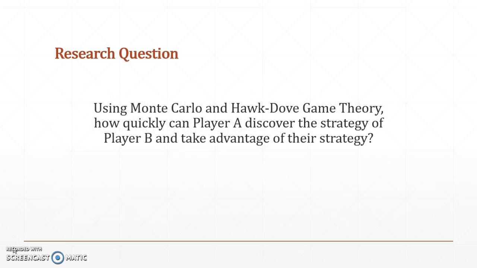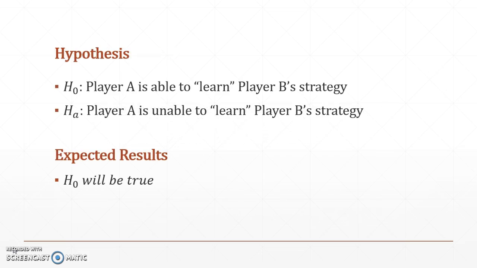So what is our research question? Basically what we want to do is use Monte Carlo in a hawk-dove game theory and see how quickly player A can discover the strategy of player B and take advantage of that strategy. In the end, taking advantage of the strategy is what we will rate as player A discovering the strategy of player B.